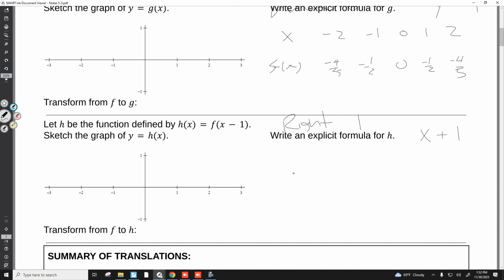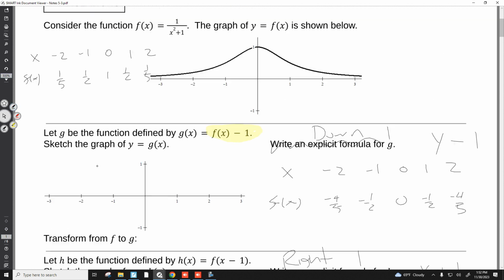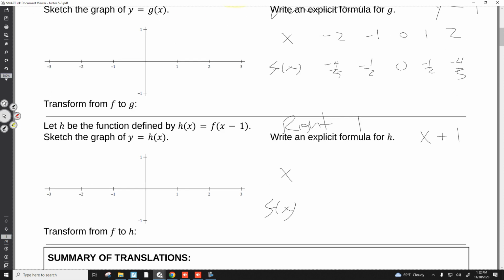So I can just change my table, starting from my original function. The y's aren't going to change. I'm going to keep the y's where they are. I'm going to add 1 to all the x's, and all my x's go to -1, 0, 1, 2, 3, and then my points stay 1/5, a half, 1, a half, a fifth. All of a sudden, we are just able to do the transformation just by transforming my points, taking my x's, adding 1.